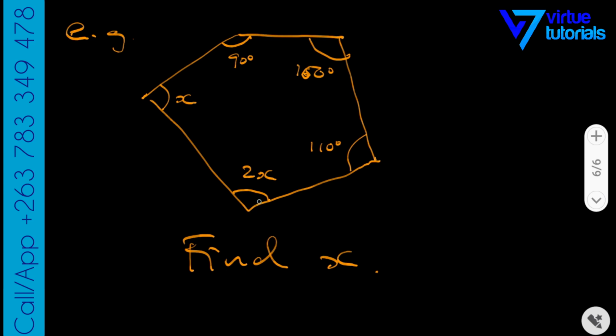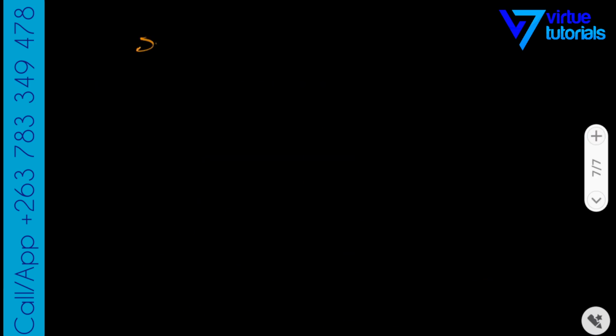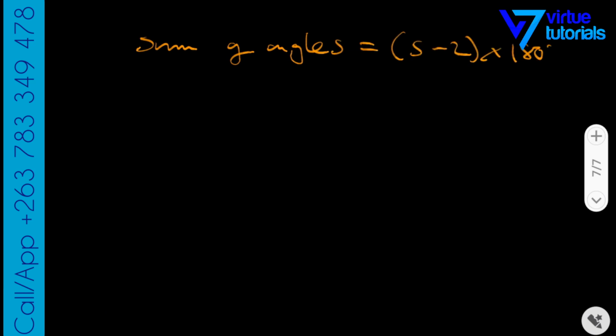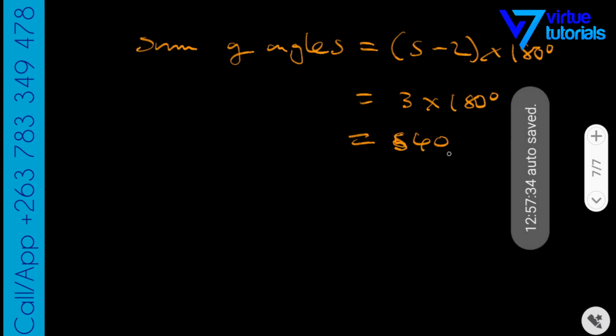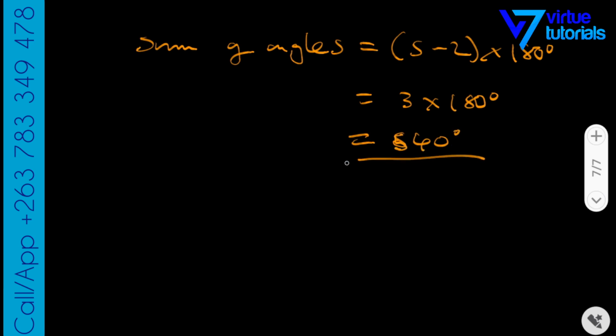So again, we have to find n. 1, 2, 3, 4, 5. This thing has 5 angles, so n is equal to 5. So we can immediately plug that into our formula. Sum of angles is equal to 5 minus 2 times 180 degrees, which is equal to 3 times 180 degrees. If you multiply that, that gives you 540 degrees.